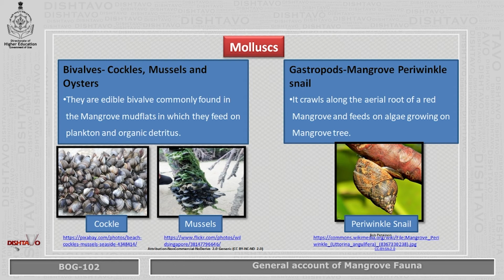Gastropods. They are commonly known as snails. The gastropod found in the mangrove forest is the mangrove periwinkle snail. It crawls along the aerial root of a red mangrove and feeds on algae growing on the mangrove tree.